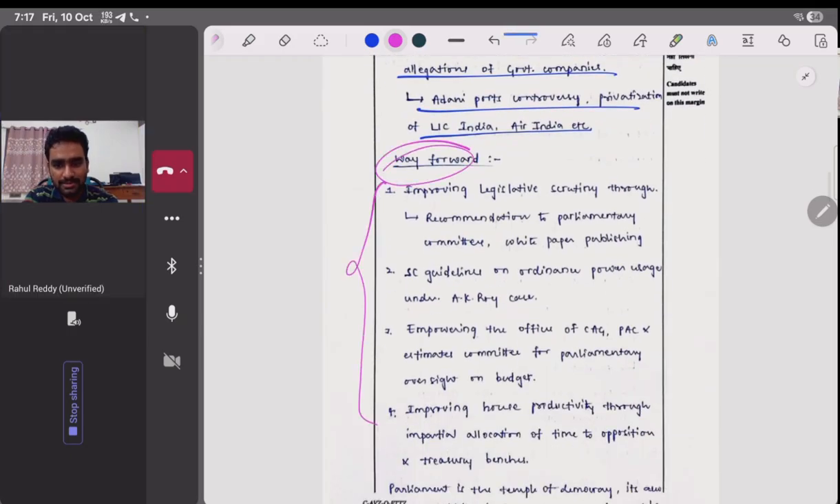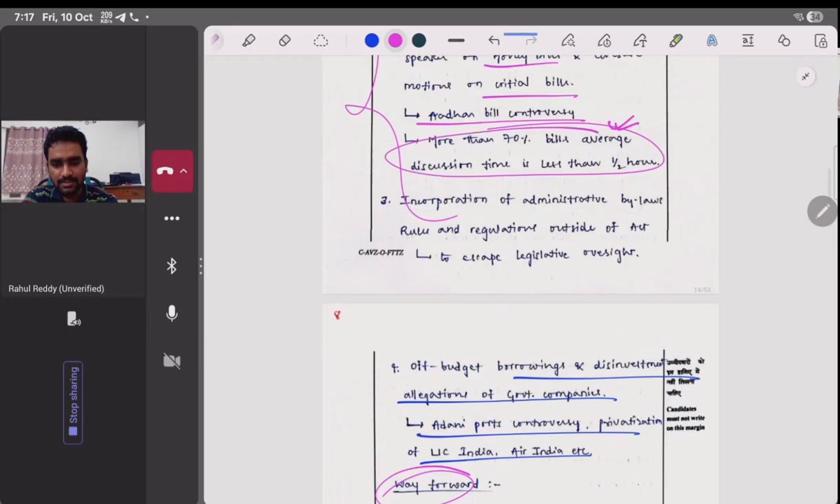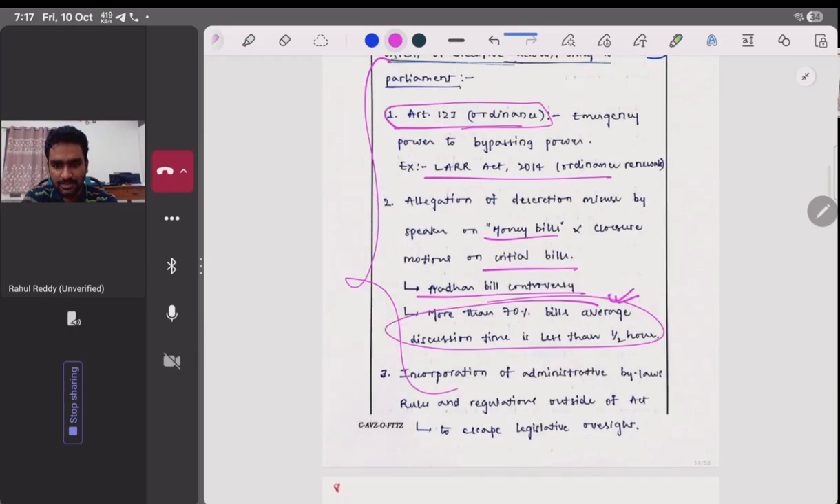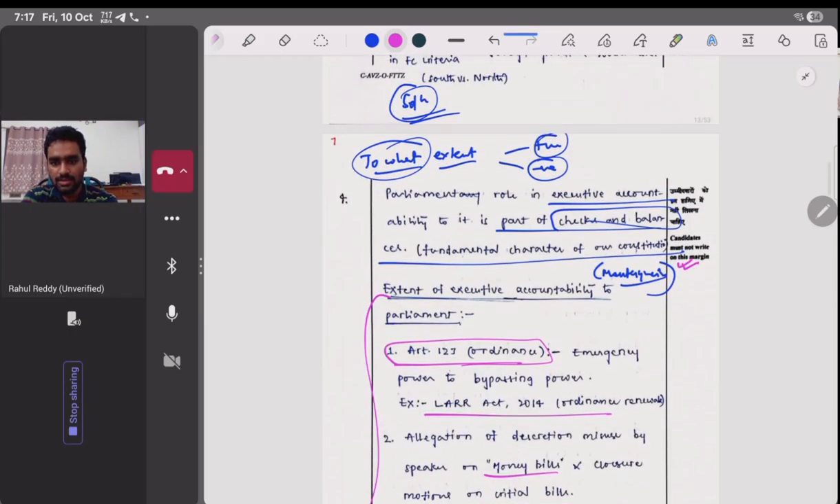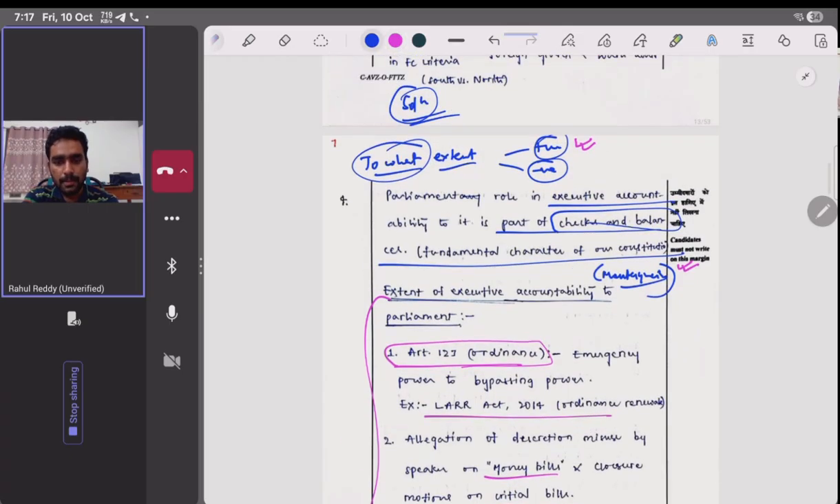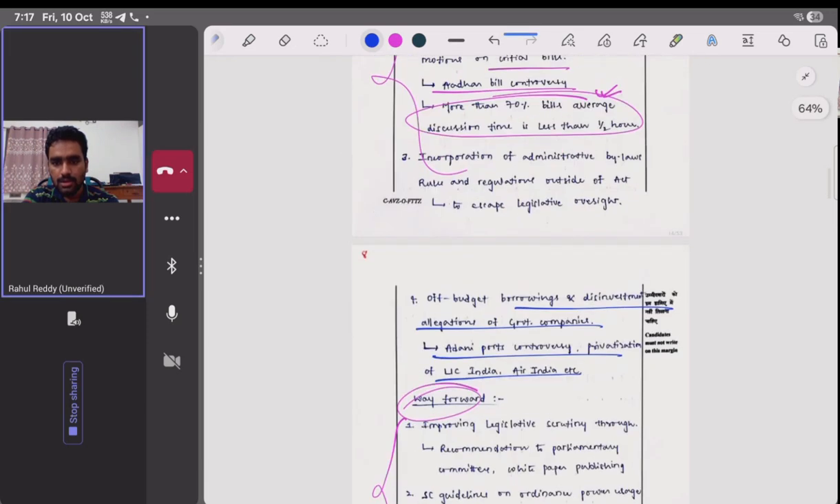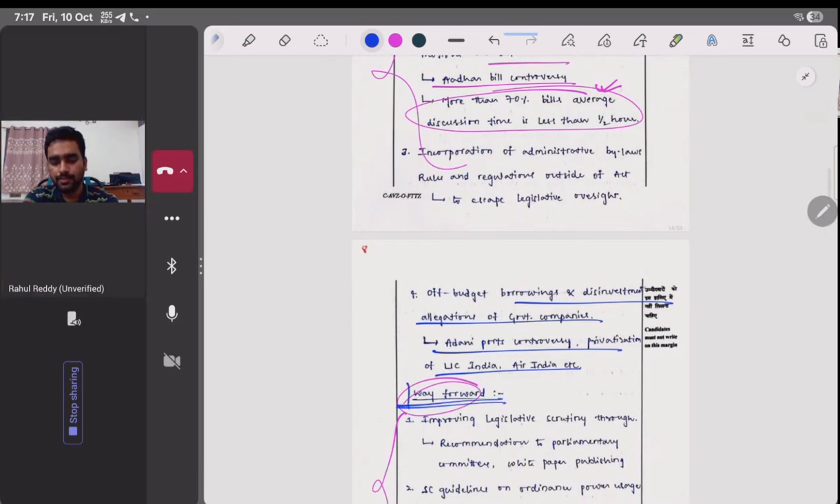Here you are mentioning, okay, it is more of a negative point. So you have to mention positive as well. Actually, you have to mention positive more as compared to negative, right? And now you have mentioned way forward.